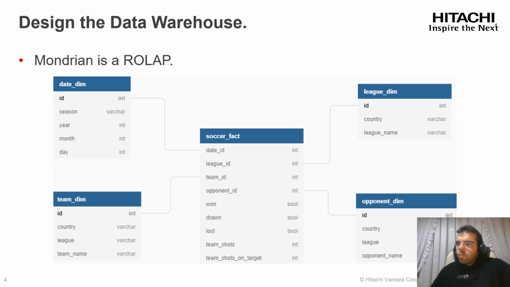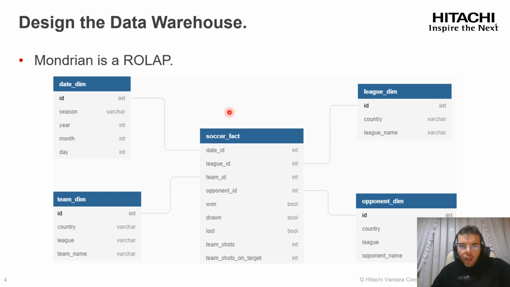The first step to build this BI solution is to design the data warehouse. Since we are using Mondrian and since it's a ROLAP, we need a relational database that follows a star schema. This means that we will have one fact table at the center referencing multiple dimensions. And the fact table also holds measures that are quantity values that can be categorized by dimension attributes.